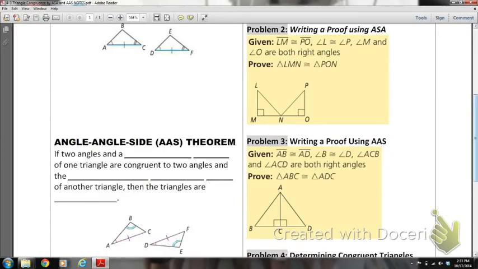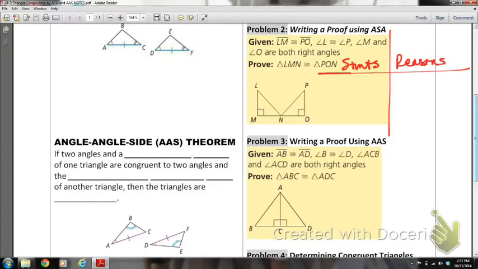In problem 2, we're going to write a proof using angle side angle to prove that triangle LMN is congruent to triangle PON. So let's do a 2-column proof. Statements on the left, reasons on the right, and look at the information that's given to us and mark it on the diagram.